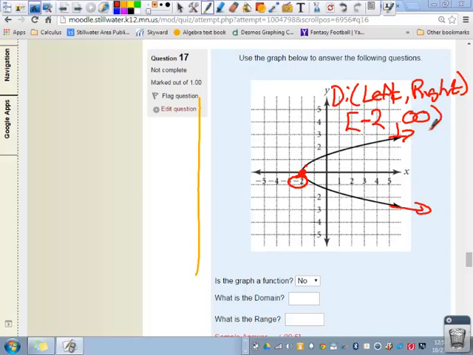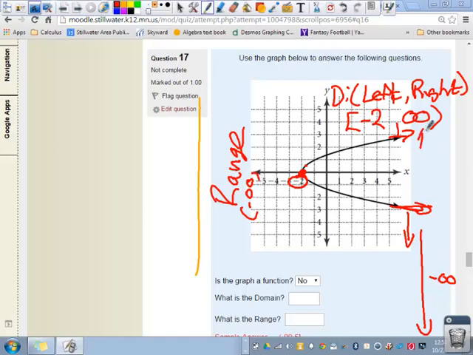Now let's find the range. Remember, range is up and down. So how low does this go? Well, this function is going not only this way, but it's also going that way, and it goes down forever, so it's going to -infinity. So the low is -infinity. And how high does this go? Well, it goes up that way forever, so it goes up to infinity. So there's your range right there.